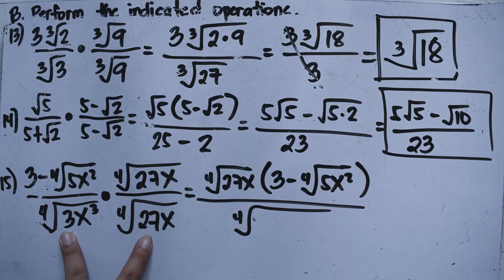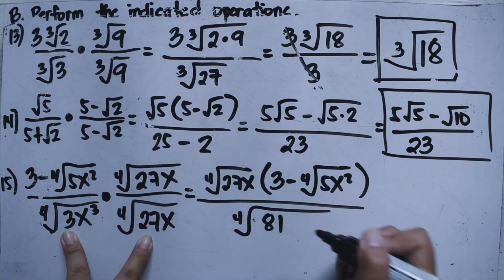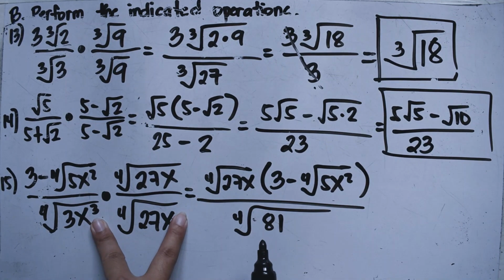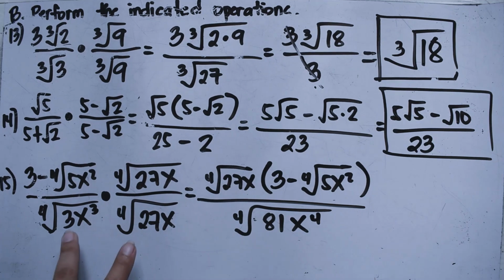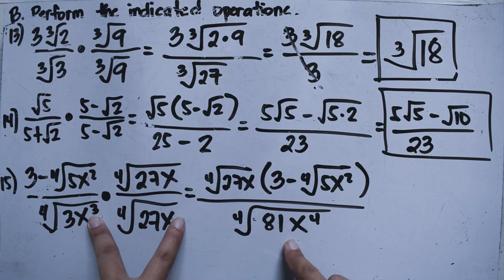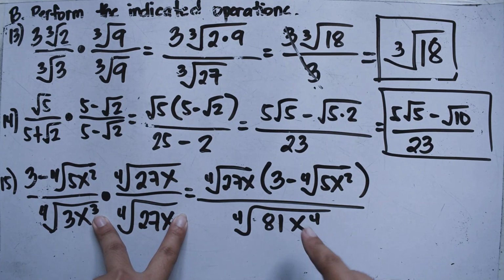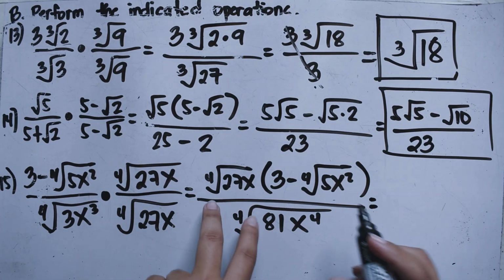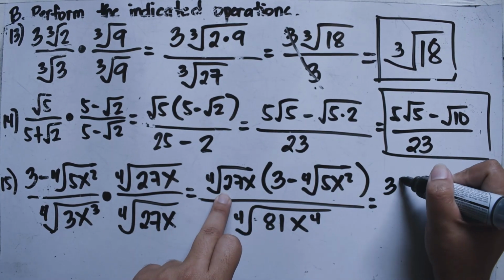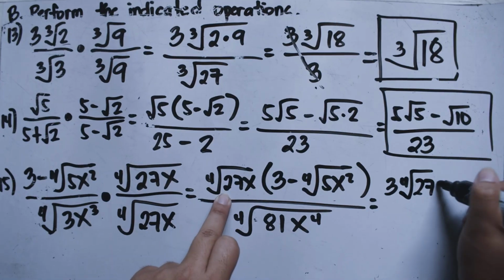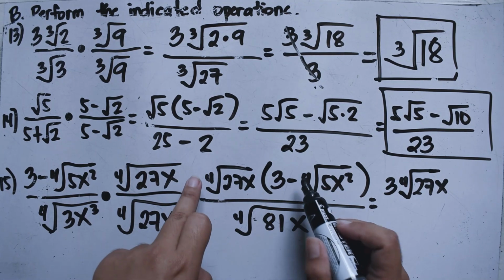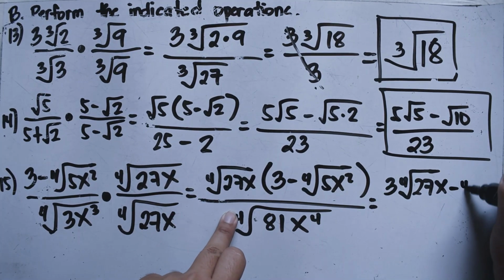So we have 3 times 27 is 81, and alam natin yan ay perfect fourth root na. And then x cubed times x raised to 1, alam nyo na yan ay x raised to 4. Kasi sa laws of exponent, copy the same base and then add the exponent, so 3 plus 1 is 4. Then distribute: may invisible 1 dito, 1 times 3 is just 3, and then copy the radical. So we have fourth root of 27x. Dito naman natin siya i-multiply, so just negative, and then distribute fourth root of.